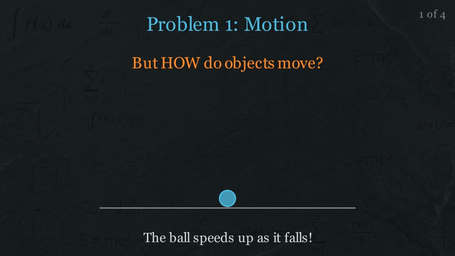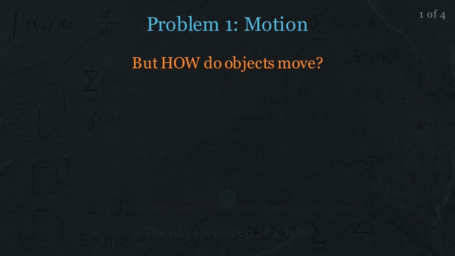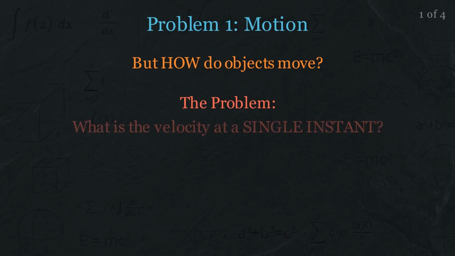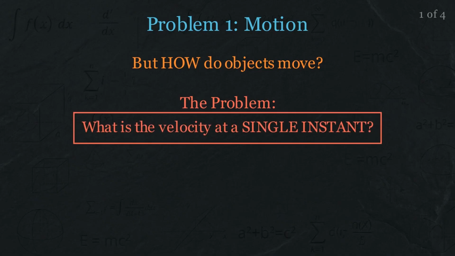Notice anything? It speeds up as it falls. It doesn't fall at a constant speed. It accelerates. And here's the problem that stumped mathematicians for generations. What is the velocity at a single instant?